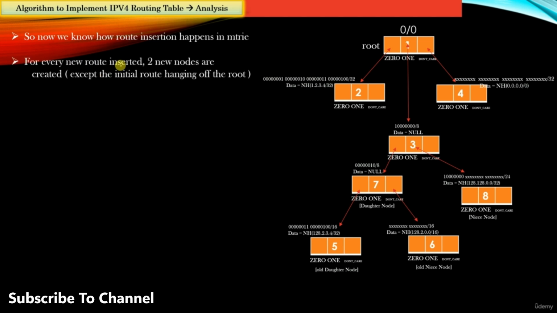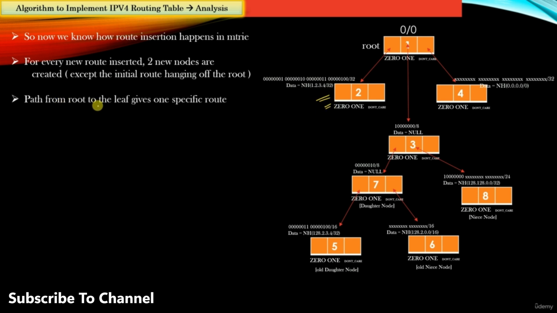For every new route that is inserted, 2 new nodes are created, and those 2 new nodes are called daughter node and niece node. However, there is an exception when you insert a route which is directly hanging off the root of the mtry data structure. In that case, there is only 1 node created and there is no niece node at all.